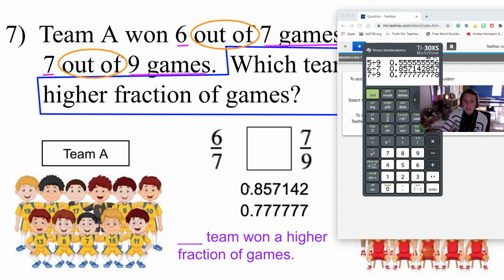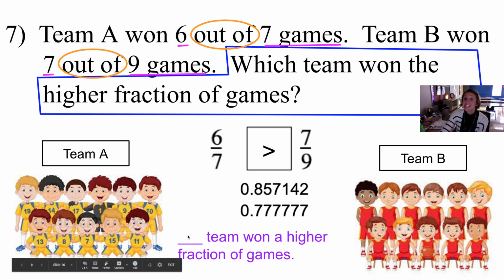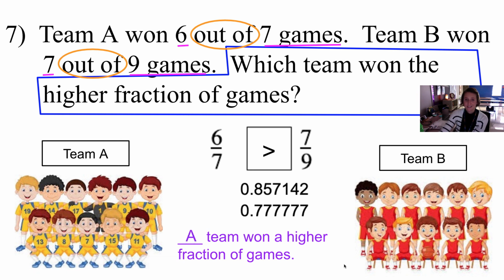So I'm going to put those 2 decimals here. And if I look at the first place here, which is the ones place, they're both zeros. So if I move to the tenths place, I have an 8 in the tenths place here. I have a 7 in the tenths place here. These are both positive. So 8 tenths is more positive than 7 tenths. That means this one has a higher value, this one being 6/7. So 6/7 is greater than 7/9. Do you remember which team won 6 out of 7 games? Team A did. So Team A won a higher fraction of games.